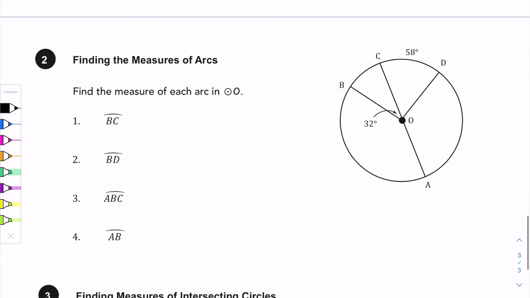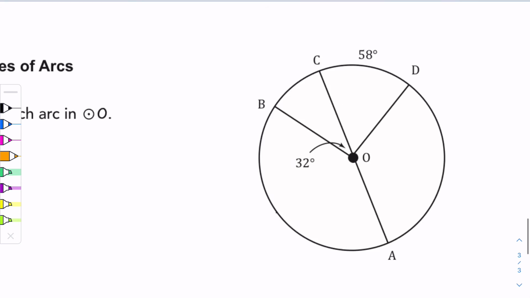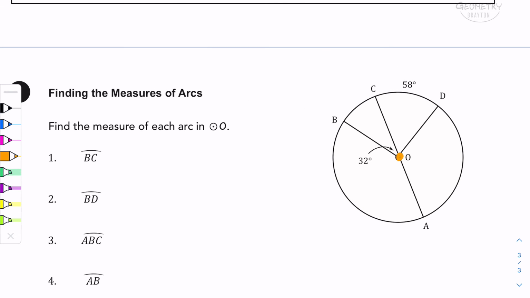So example 2, we're looking to find the measure of each arc in the circle O. Circle O is this circle here because the center is point O. So I'm just going to remind you as we go through what the rules are for finding the measure of major, minor, and semicircles. Number 1 is BC, which is this arc here. BC is a minor arc, so minor arcs are equal to their central angle. So if this central angle is 32, then we know that arc BC is also 32.